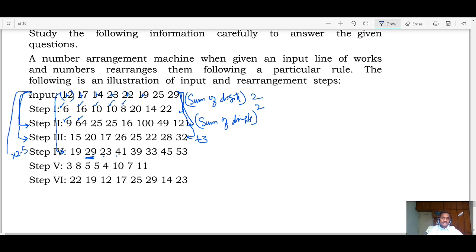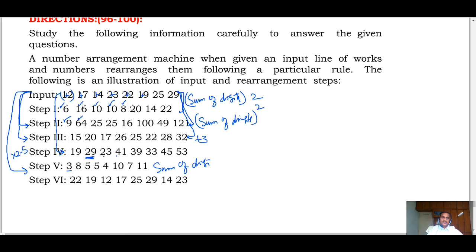Then coming to input to step 5. Again 1 plus 2, 3, sum of the digits. Input to step 5, sum of digits. 1 plus 2, 3, 1 plus 7, 8, 1 plus 4, 5, 2 plus 3, isn't it? 1 plus 4, and 2 plus 2 is 4, 1 plus 9, 10, and 11, sum of the digits.